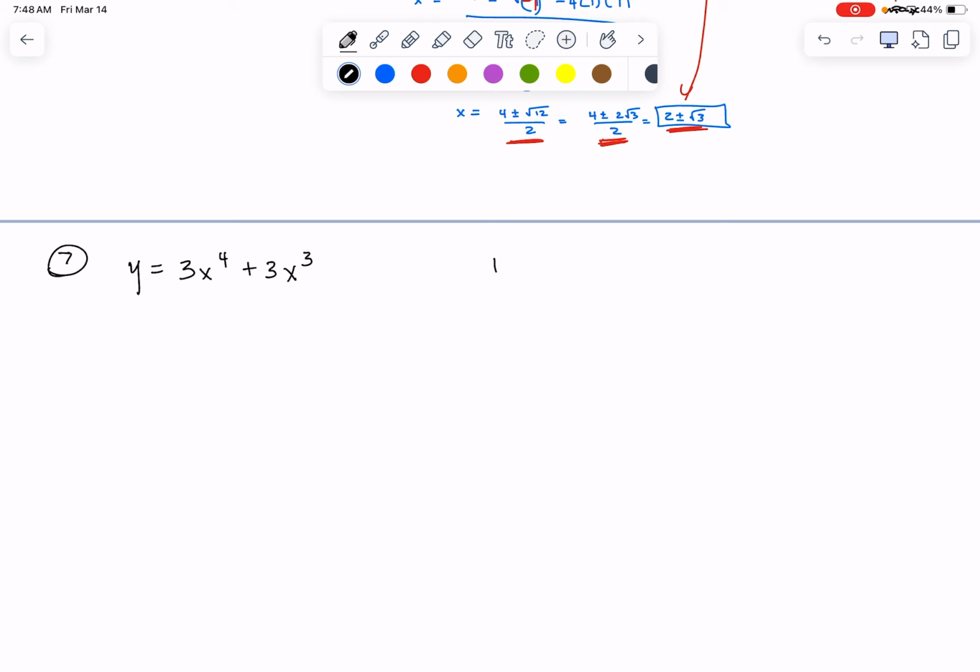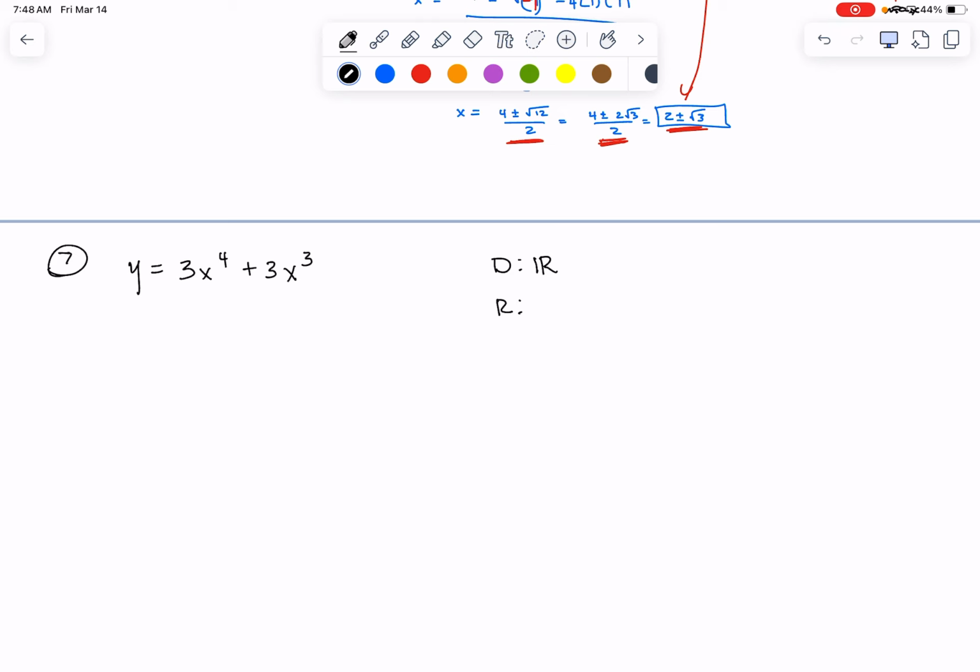So domain, don't forget to do domain and range. Domain's all real numbers. This range is going to be a little bit different because it's an x to the 4th power. So it's actually going to bottom out somewhere because it's opening up. It's going to have an absolute min, which we're not required to find. It's just one of those relative mins is actually going to be the absolute min. And the absolute min is what you're going to base your range off of because that's going to be the lowest point on the graph.